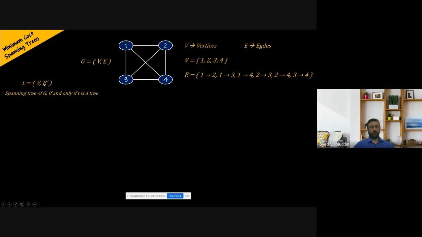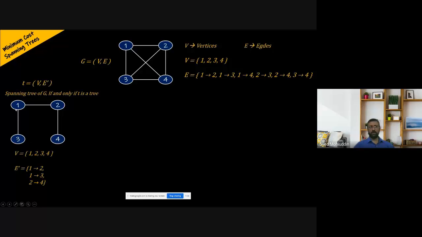And here in the graph we have E, but in the spanning tree, we have E dash. Now this E dash is different from E. E dash is actually a subset of E. So let us consider the figure on the left side. This is a spanning tree because there are no cycles, first of all, and all the vertices are the same as in the graph. The edges E dash are 1 to 2, 1 to 3, and 2 to 4. This E dash is a subset of E.